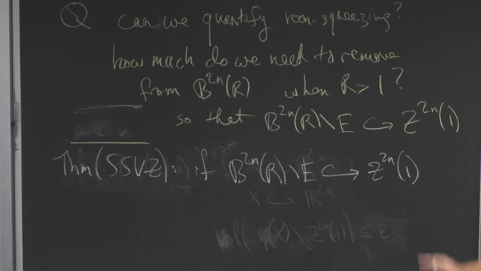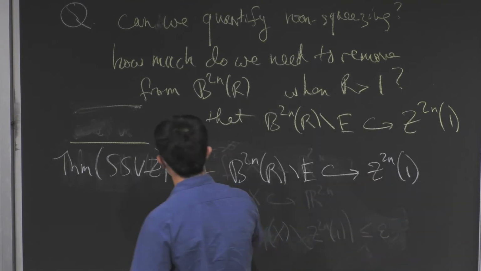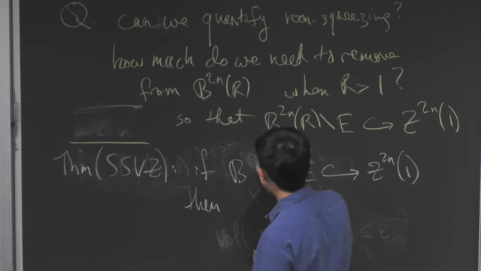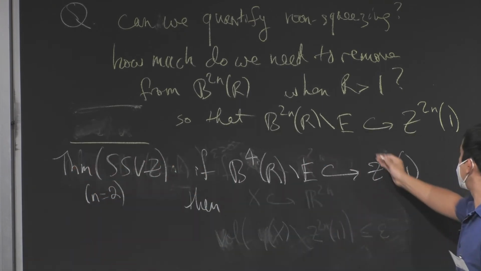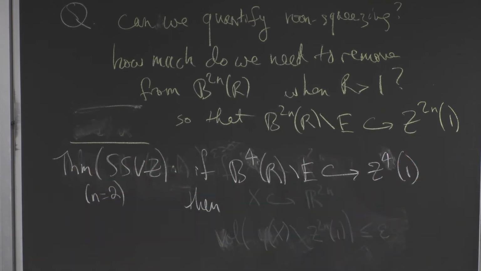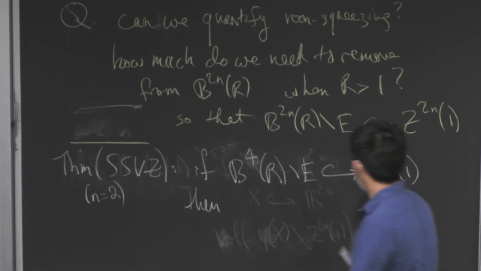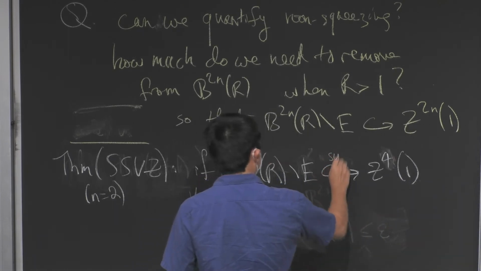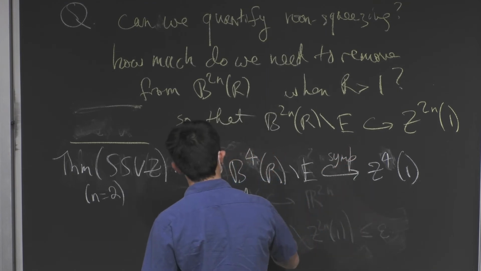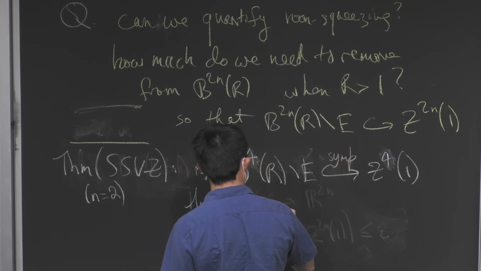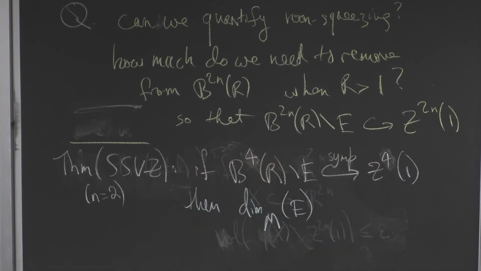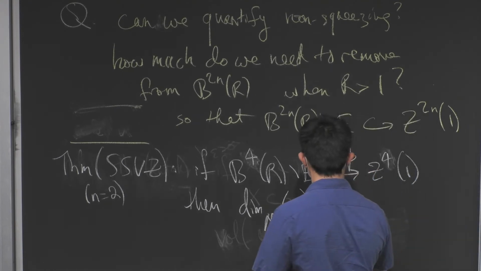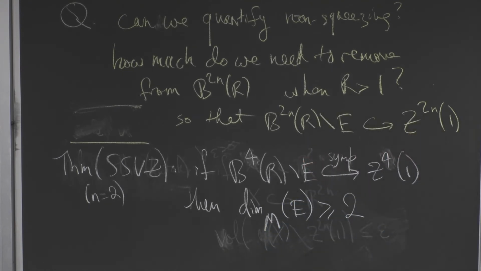I've taken out a set and I'm able to embed it in, then, so we work with n equals 2. So I take a set out of B4, and I'm able to symplectically embed it in. Then the Minkowski dimension of the set I take out has to be at least 2. So it has to be big enough in this sense.